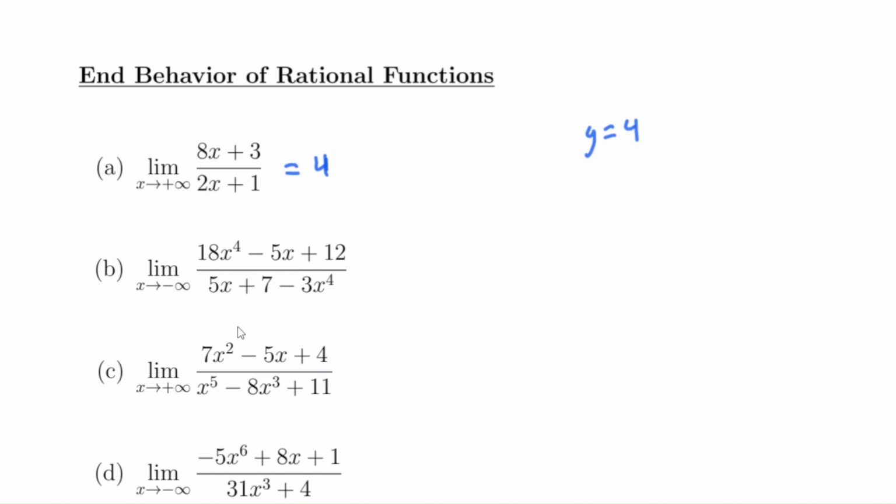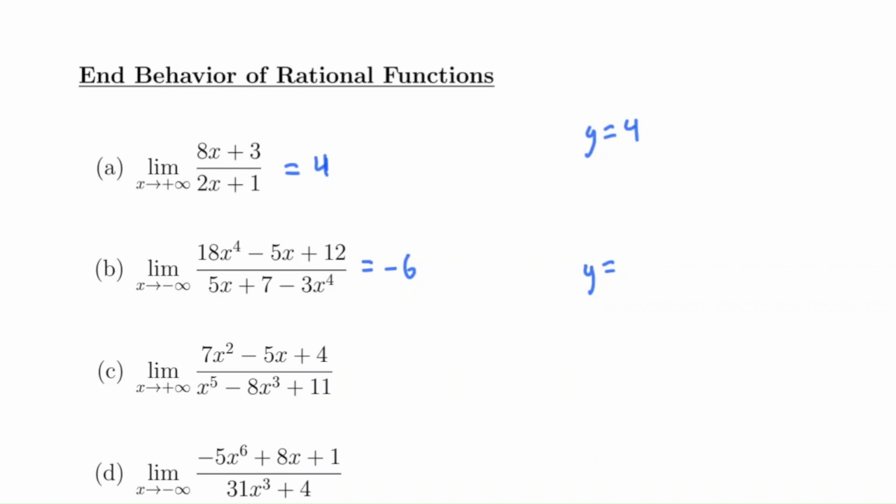Okay, now this example here, notice we have a rational function. The degree is 4 up here, the degree is 4 down there. So they have the same degree. So again, we look at the leading coefficients. The leading coefficient is 18. The leading coefficient there is negative 3. 18 divided by negative 3 is negative 6. Okay, you're going to have a horizontal asymptote of y equals negative 6. Okay, now again, that's the quick way to do it.